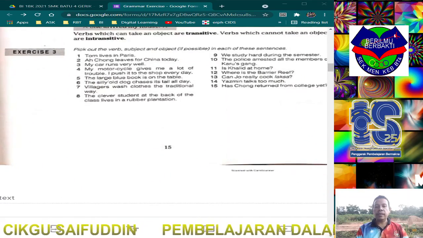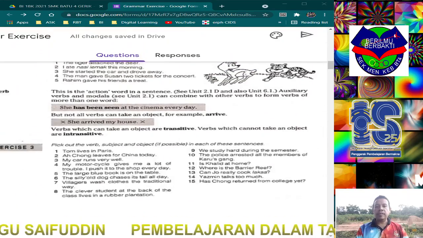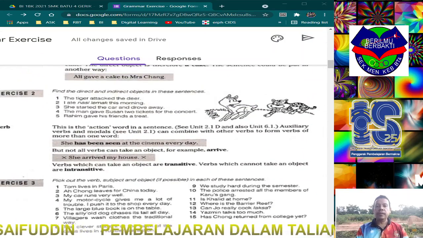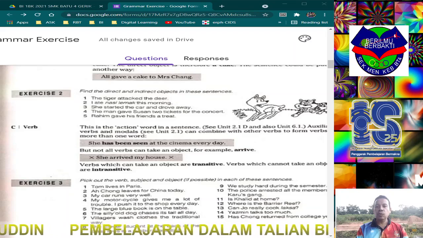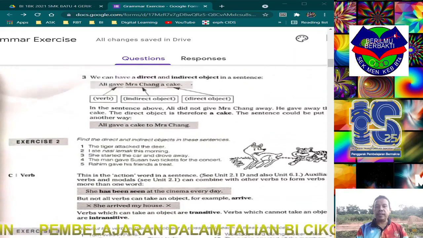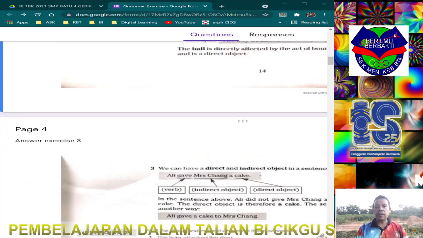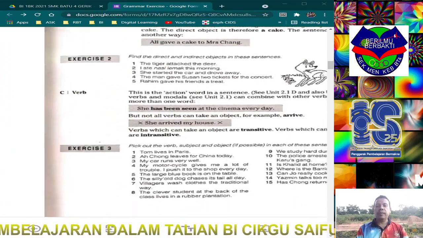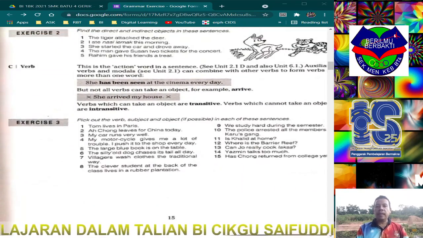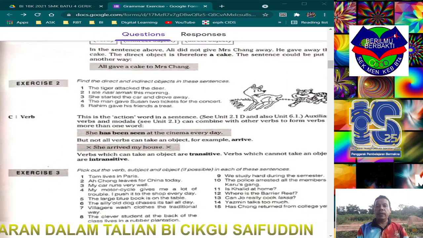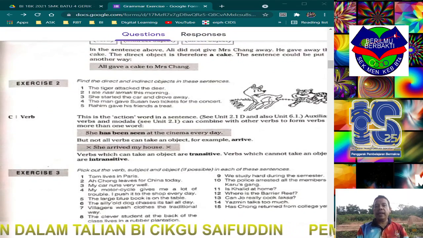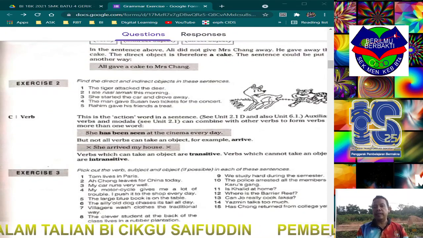So in these exercises, you have to answer exercise 2 and exercise 3. Okay, answer exercise 3 only. Okay, jawab exercise 3 sahaja. Okay, exercise 3 sebagai perbincangan lah. Okay, find the direct and indirect object in these sentences.